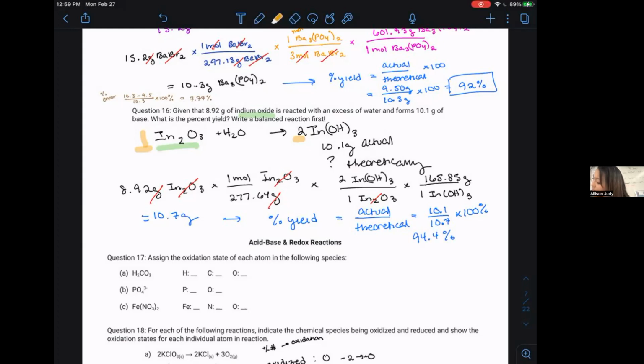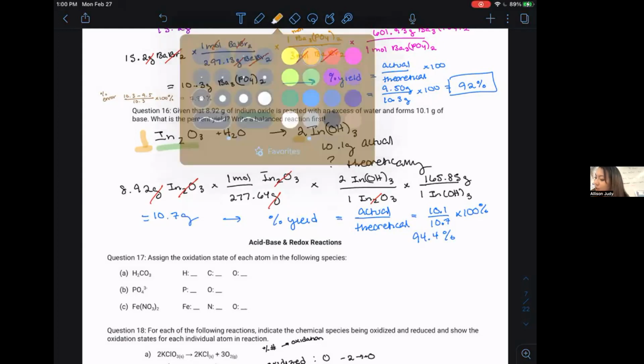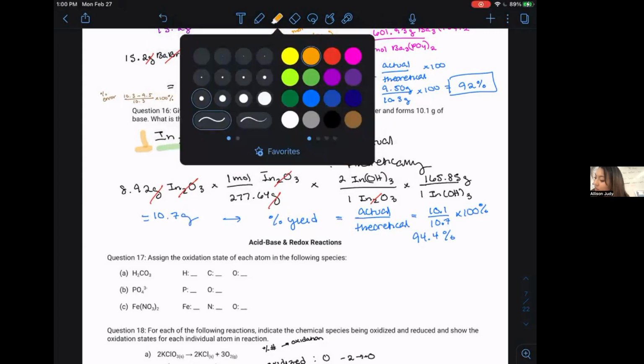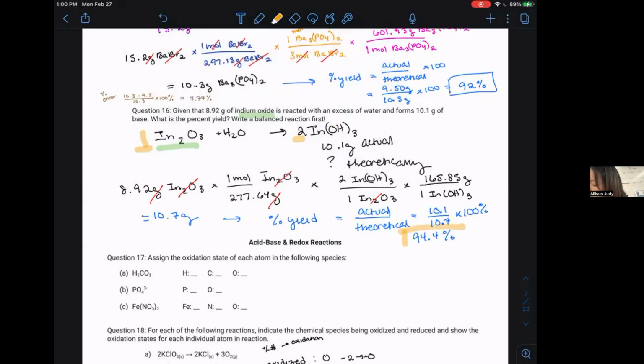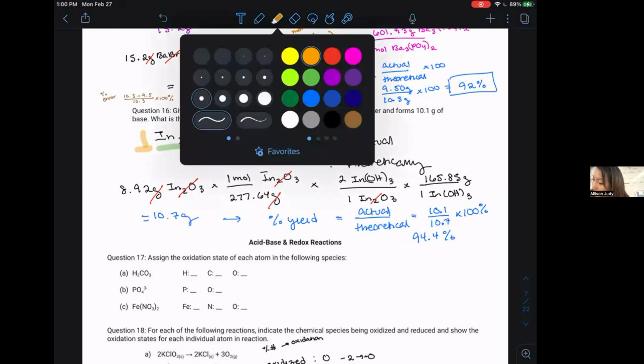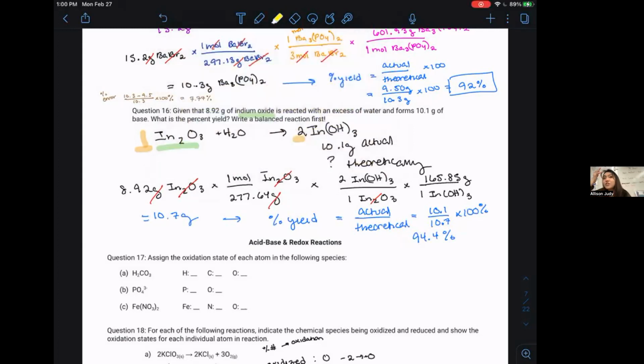So apologies for the extraneously hard balanced chemical equation, the first step, but the rest of it should make complete sense. Forget the balanced chemical equation. Is there anyone who doesn't understand the math? Okay. By the way, heads up. It's okay. It's just a pet peeve of mine.